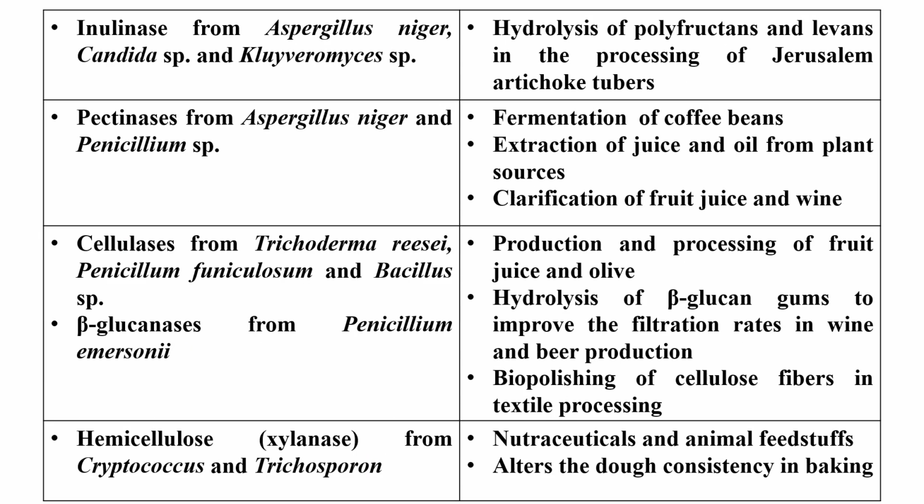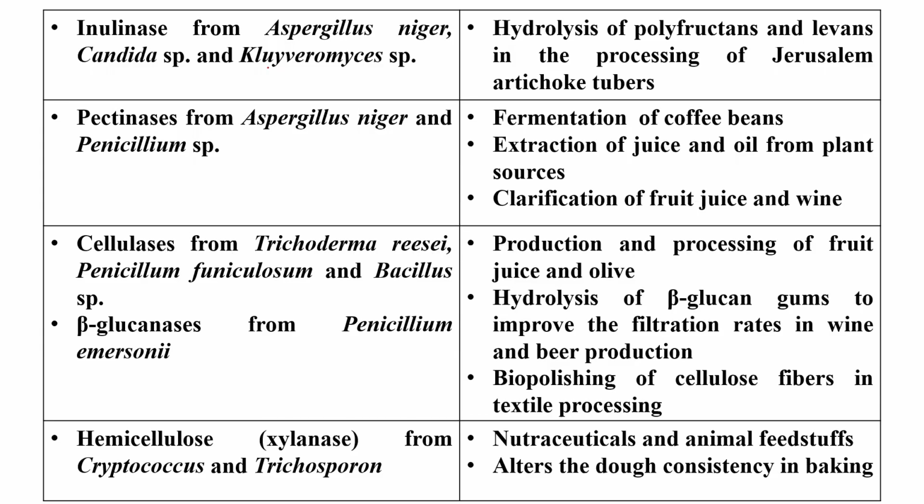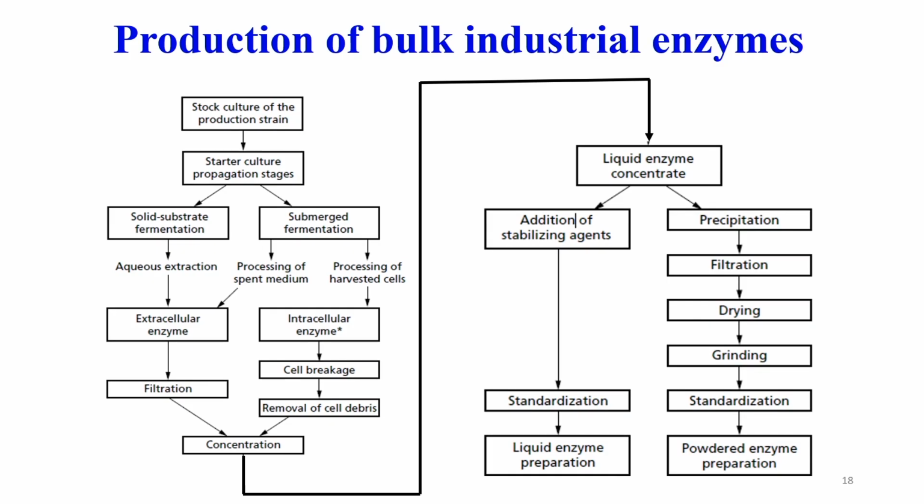I have listed a few more enzymes here and their producer microorganisms, like inulinase from Aspergillus niger, pectinase from Aspergillus niger, cellulase from Trichoderma species, and hemicellulase, that enzyme is xylanase, from Cryptococcus species. Now, these are the typical bioprocess steps. So, we start the synthesis of industrial enzymes.